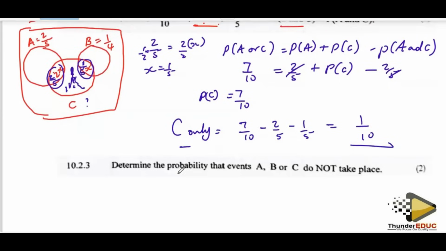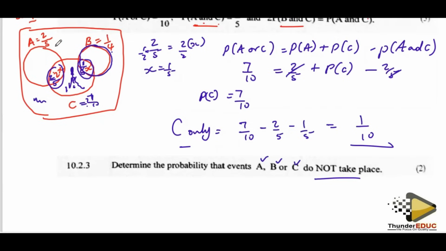Then determine the probability that events A, B, and C do not take place. So what is within that? So this is 7 over 10. Let's put that. So we want the probability that is outside. Okay. So since I have the whole of P, so the 1 over 4.